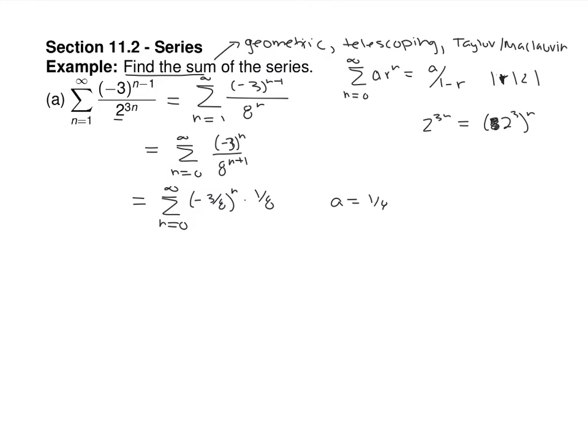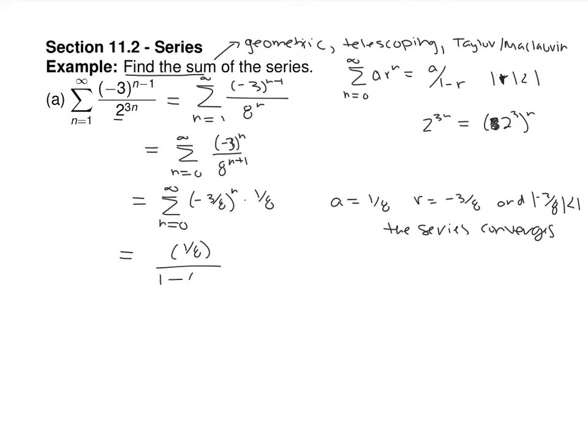negative 3 over 8 to the n times 1/8. So our a is an eighth, and our r is negative 3/8. And since the absolute value of negative 3/8 is less than 1, the series converges. And in this case, it converges to a over 1 minus r, so 1/8 over 1 minus negative 3/8. So that's 1/8 over 1 plus 3/8. Multiplying by 8, we have 1 over 8 plus 3, or the series converges to 1/11.